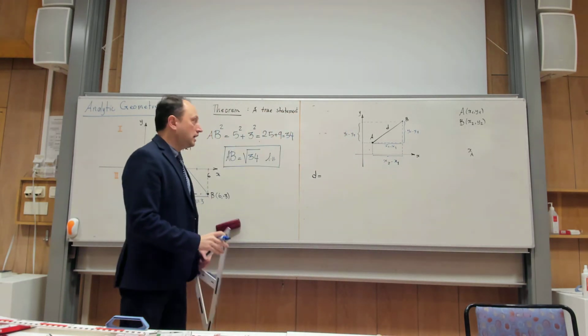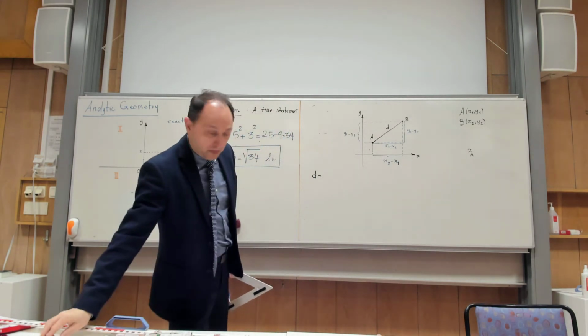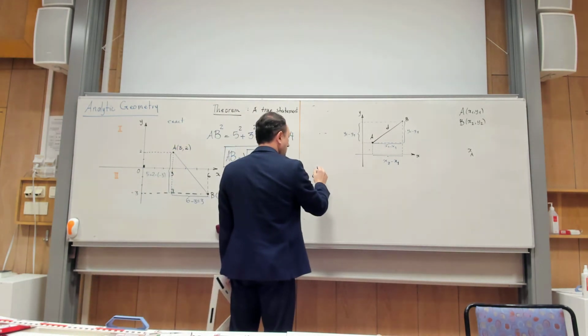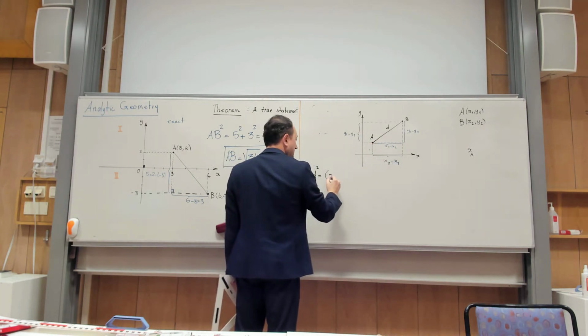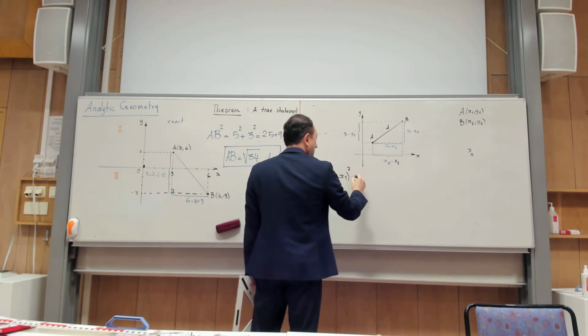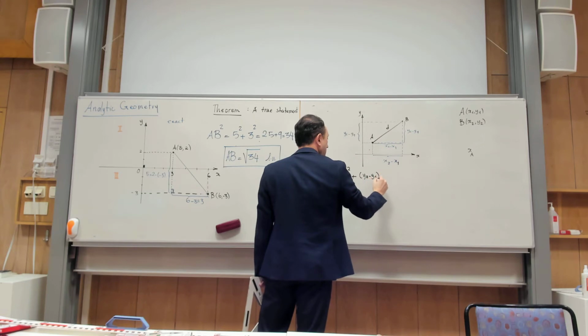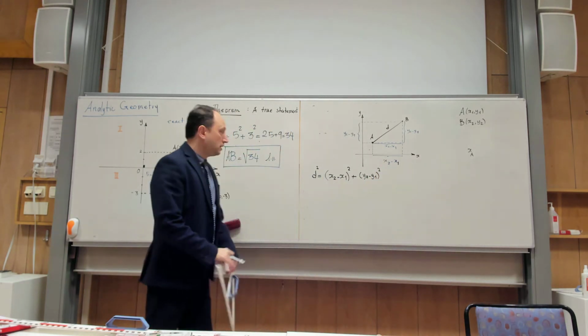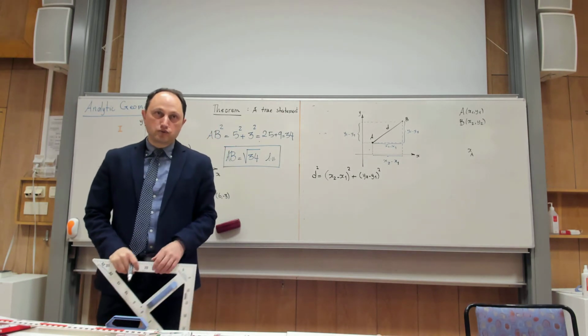Yes? And now if I ask you what is d, you can write d squared. D squared is equal to this length to power 2, which is x2 minus x1 to power 2, plus the other number to power 2, which is y2 minus y1 to power 2. Yes? But I am interested to find d, so I have to take the square root.